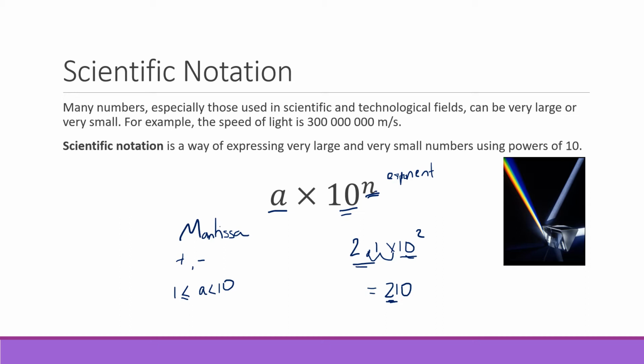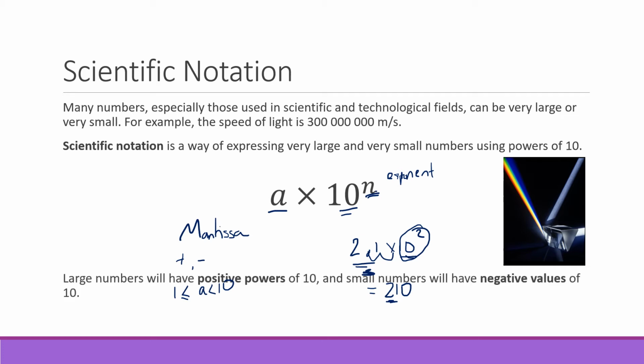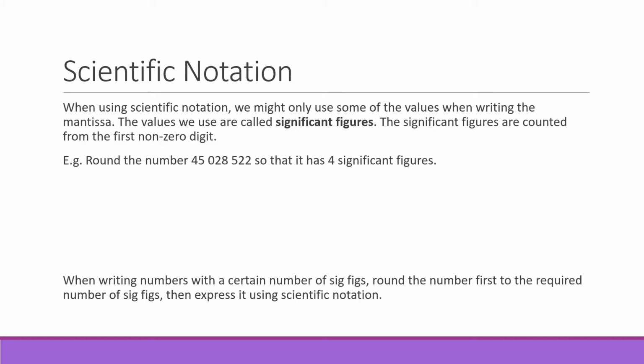You get a guide for how big the number is by both the mantissa, but also the power on the 10. The bigger the power of 10, the bigger the number. The more negative the power of 10, the smaller the number. So large numbers will have positive powers of 10, small numbers will have negative powers of 10, as I just said. Now, when using scientific notation, we might only use some of the values in the mantissa, and we call these digits significant figures.